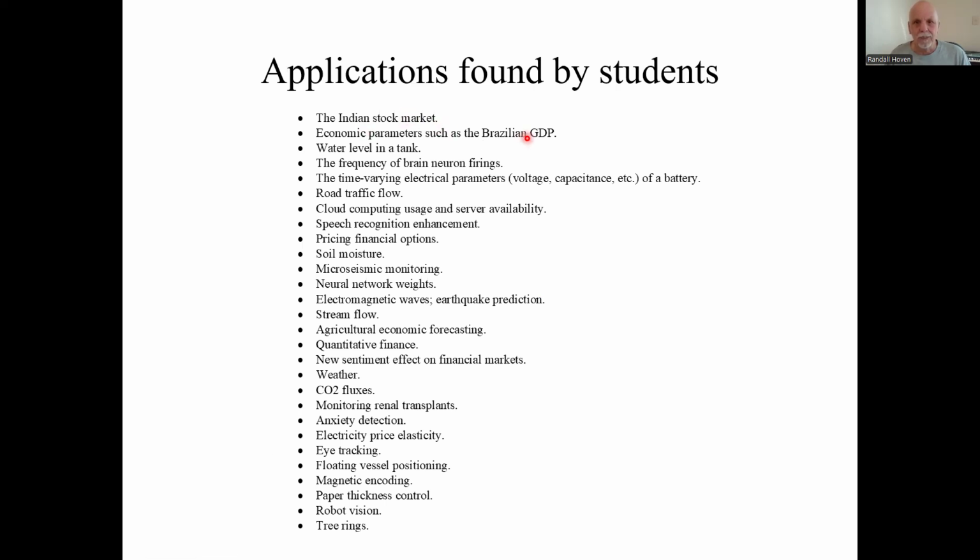Indian stock market, GDP, frequency of brain neuron fires, soil moisture, anxiety detection. It's used, or they attempted to use it, on a lot of things. It's not just mass spring damper systems and vehicles. And I think that's the last I want to talk about Kalman filters until we get to the extended Kalman filter in the next module, which is for nonlinear systems.